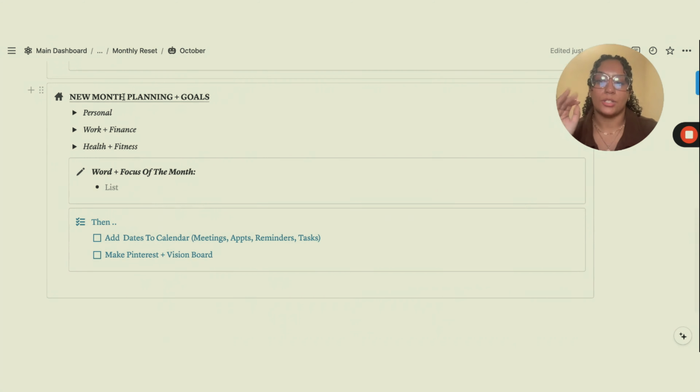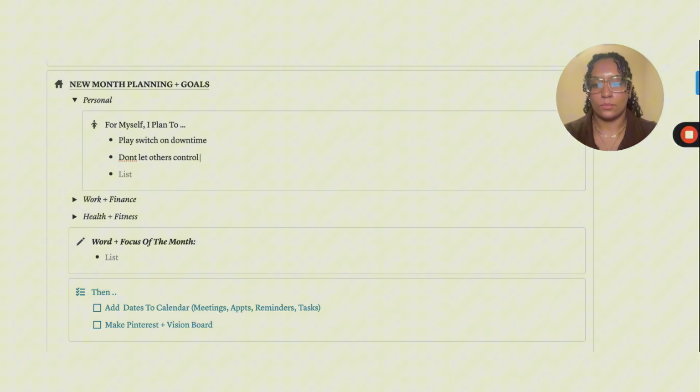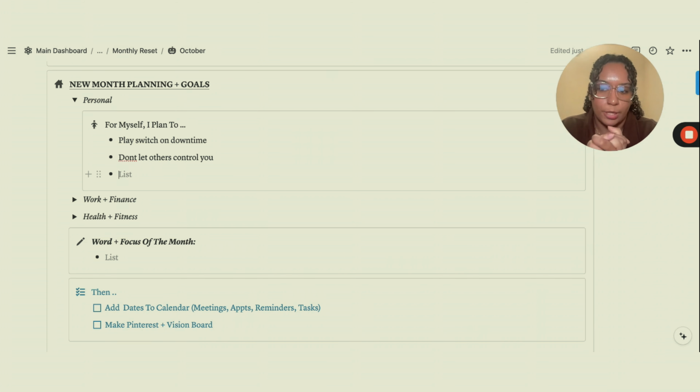Moving on to October, the new month planning and goals. Again, same system here, but the breakdown is a little bit different. So personally, what new goals do I plan for myself? Let's go ahead and look at the new goals that I set for myself from the beginning of the year, as well as what new goals I want to focus on. So personally, what do we have? And then what else do we want to focus on for October?